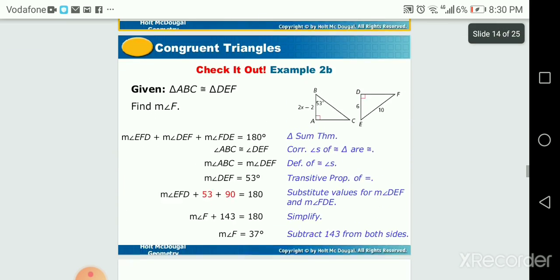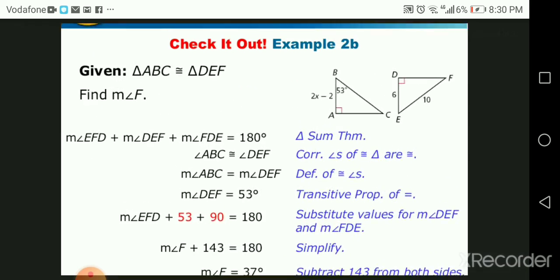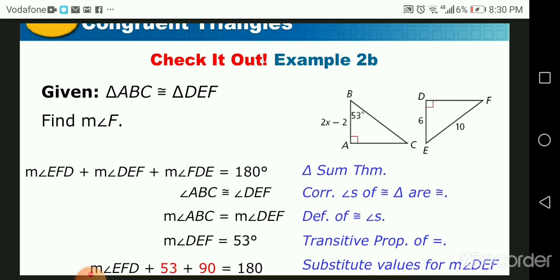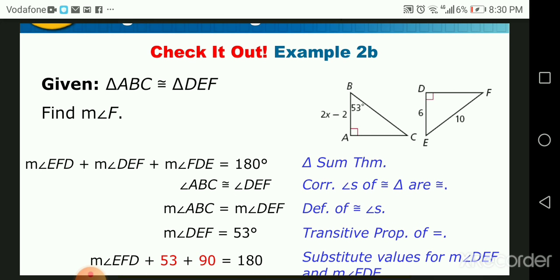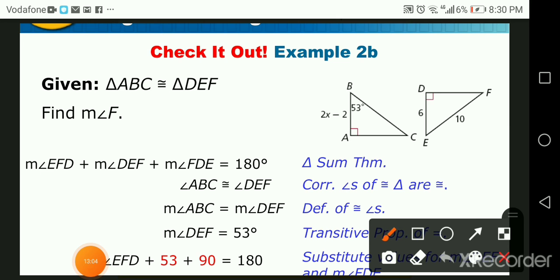So let's complete. I have here another example. The same example, but with another question. I have triangle ABC congruent to triangle DEF. Okay, what do you want me to do? He asks me to find the measure of angle F. Where is F? This is F.